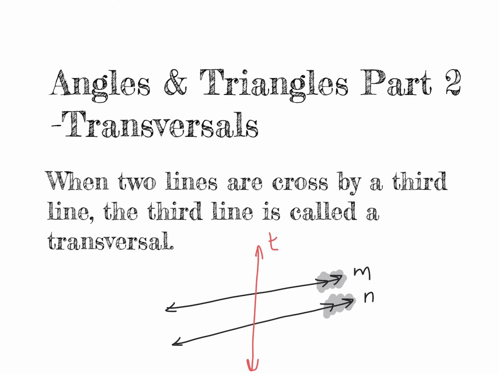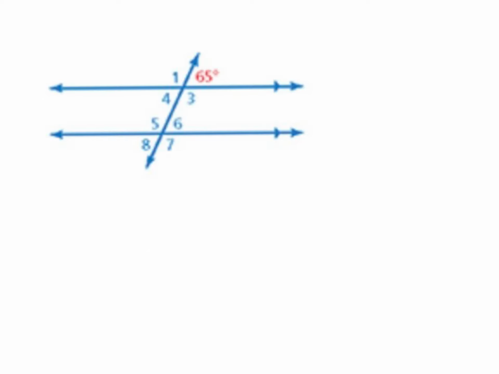As a result of a transversal, there are some very important angles and angle pairs that are created, and we're going to look at those next. Here we have two more lines crossed by a transversal, and you'll see that many of the angles are numbered, for example 1, 3, 4, and so on. And then also one of the angles actually has the measurement right here of 65 degrees. I'm going to go ahead and label that angle as well, just so we know which one we're talking about. We're going to call that angle number 2.